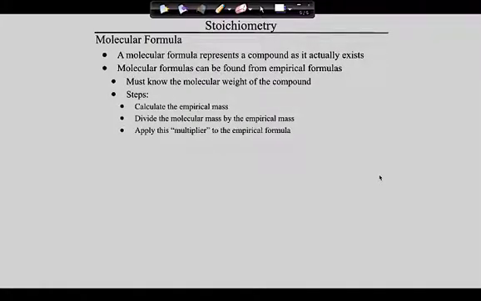Step number 1, you're going to calculate what we call the empirical mass. Then step number 2, you're going to divide the molecular mass by the empirical mass, and this will then give you a multiplier that will give you the molecular formula. And now you're sitting there going, what does that mean? I will show you.